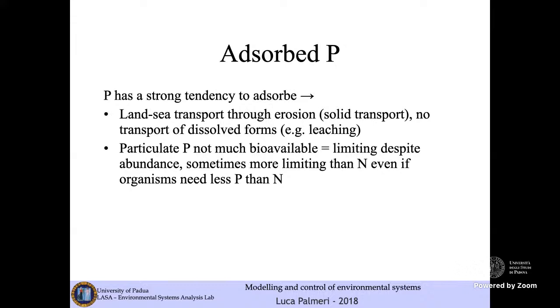The point is, this is what happens typically in freshwater ecosystems: even if there is some phosphorus, this quantity of phosphorus may not be enough for obtaining the equilibrium ratio needed for the production of the primary producers.